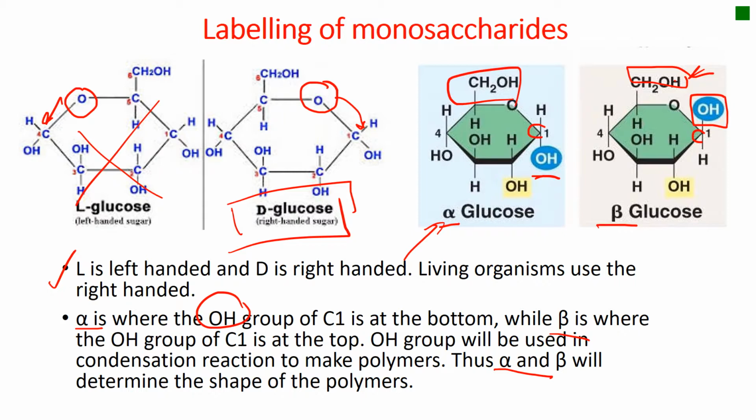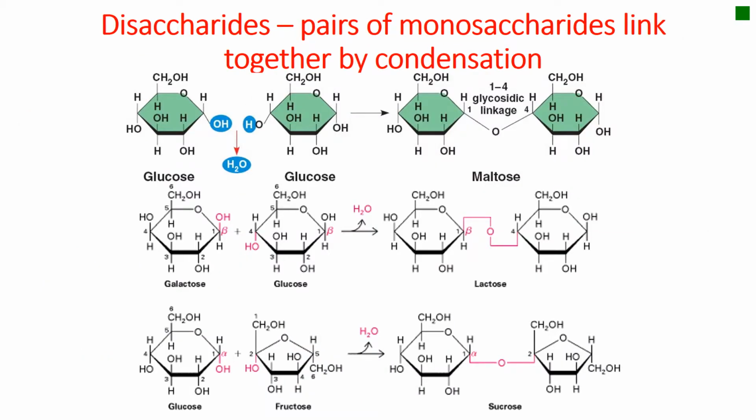For now, just take that information, because as you go through this video, you will see that C1, C2, C3, and also alpha, beta will be very, very important. Now, so far you are done with monosaccharides. Now, let's go to the polymers of carbohydrate.